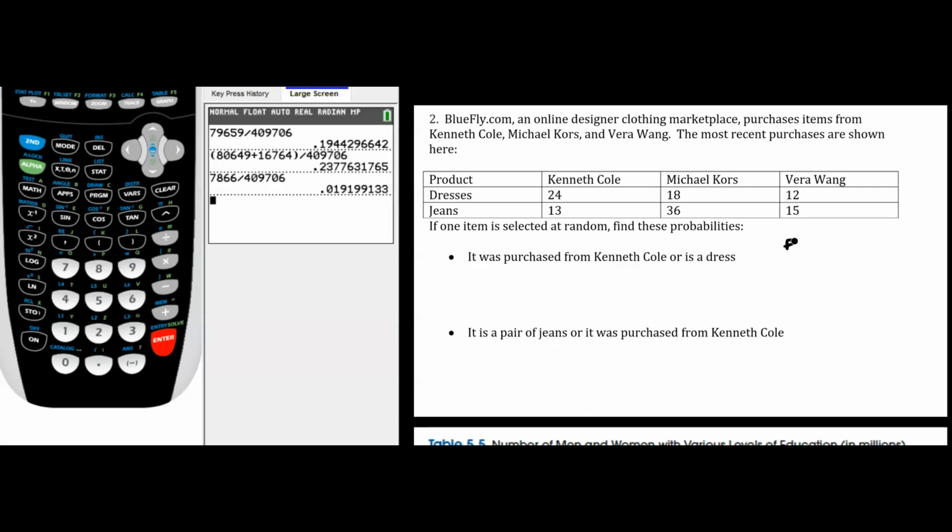So like I said, this is going to involve the probability of one thing or another. And we saw in the earlier videos that there is a formula for doing the probability of one thing or another, but we also saw that you can reason through a lot of these problems, especially when you're given a table. And I'm going to show you that reasoning approach right here. So let's go through this table cell by cell right now and circle each cell that represents a number of items that are purchased from Kenneth Cole or a number of items that are dresses.